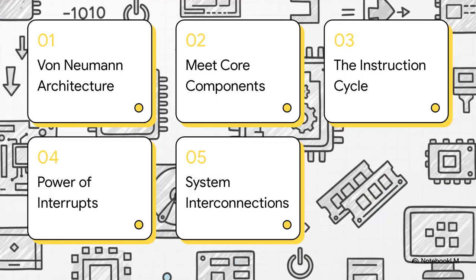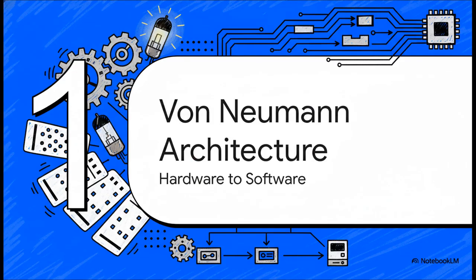Here is our roadmap for this explainer. First, we'll cover the von Neumann architecture. Then we'll meet the core components, unpack the instruction cycle, explore the power of interrupts, and finally look at modern system interconnections. By the end of these 5 logical steps, you'll finally understand what is actually happening inside your everyday devices. Okay, let's dive into this.